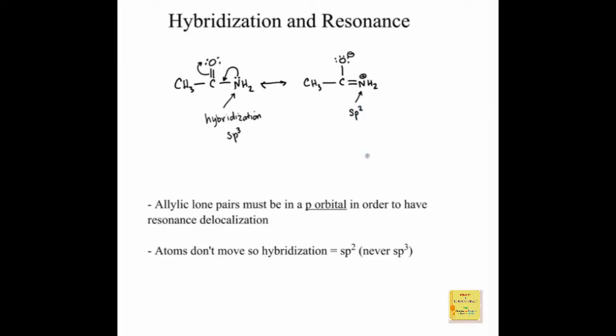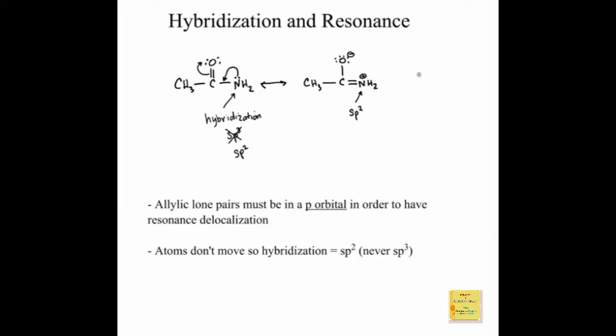We also know that in resonance, electrons are the only things that move and not the atoms or the sigma bonds. So in fact, this nitrogen can't be sp3 in one resonance form and sp2 in another. In reality, it's sp2 the entire time. So this is the one exception where the exercise of simply counting the regions of electron density can be a little tricky, because if you have a lone pair of electrons that can be involved in resonance, specifically an allylic lone pair of electrons, those electrons must be in a p orbital in order to have resonance delocalization.